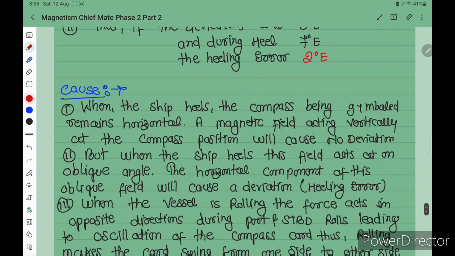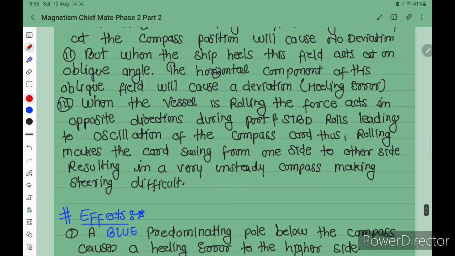Cause: when the ship is upright, the compass being gimbaled remains horizontal, and a magnetic field acting vertically at the compass position will cause no deviation. But when the ship heels, the field acts at an oblique angle, and the horizontal component of this oblique field will cause a deviation, the heeling error. When the vessel is rolling, the force acts in the opposite direction during port and starboard rolls, leading to oscillation of the compass card. Thus rolling makes the card swing from one side to the other, resulting in a very unsteady compass, making steering difficult.